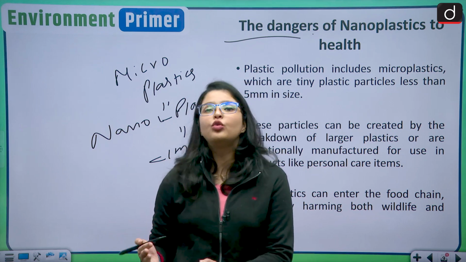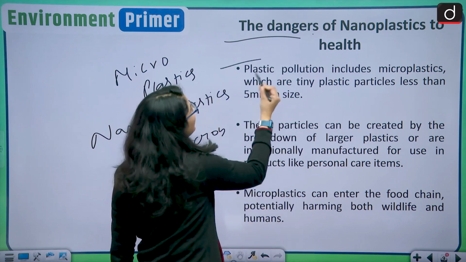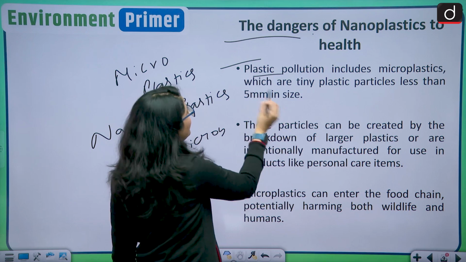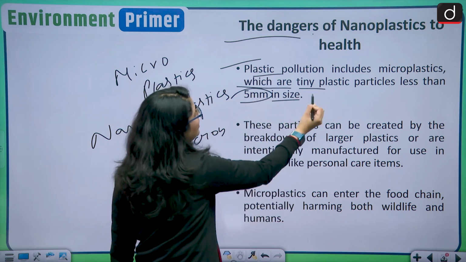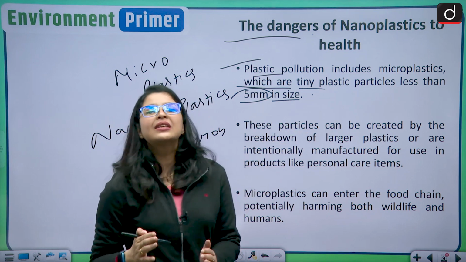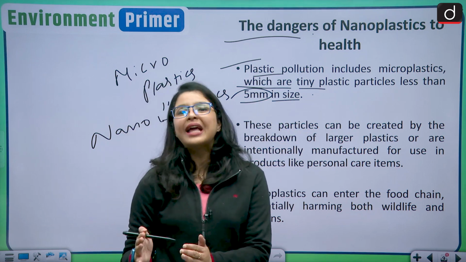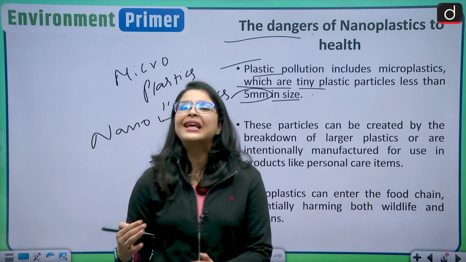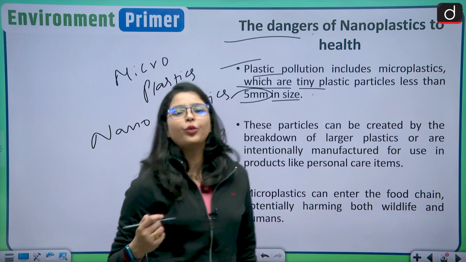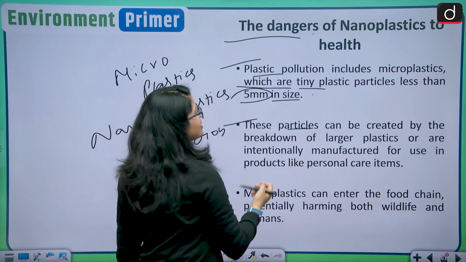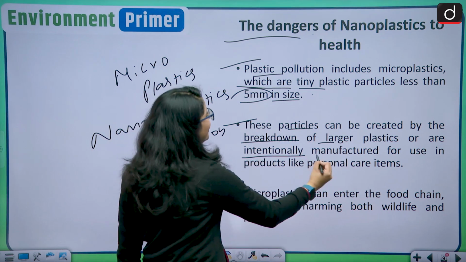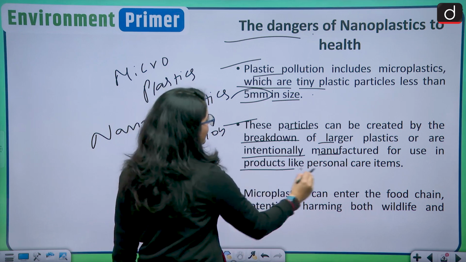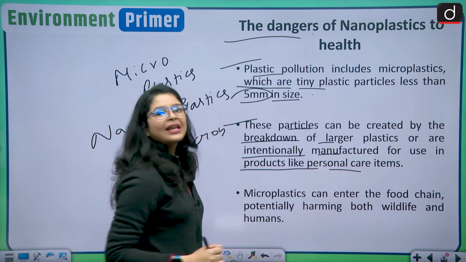So this plastic pollution includes microplastics, which are tiny plastic particles less than 5 mm in size. But these nanoplastics are lesser than 1 mm in size, and hence they are more dangerous to the human health. So these particles can be created by the breakdown of larger plastics or are intentionally manufactured for use in the products like the personal care items.